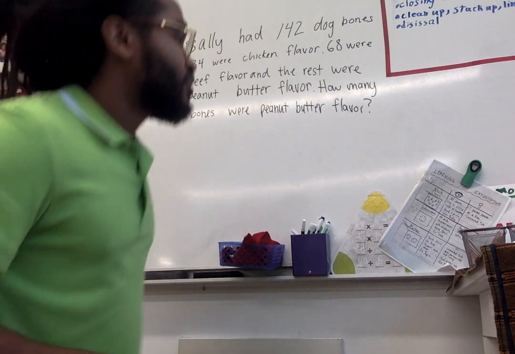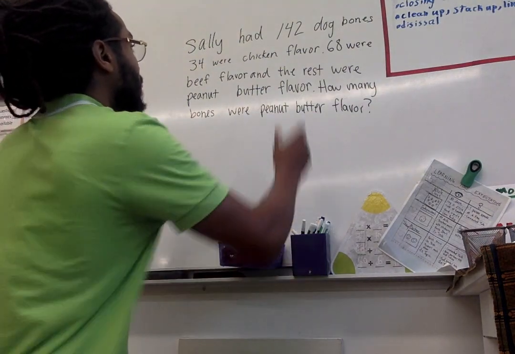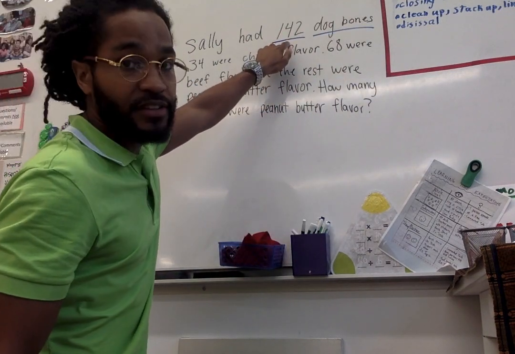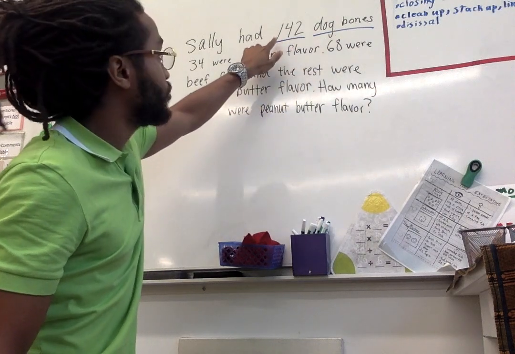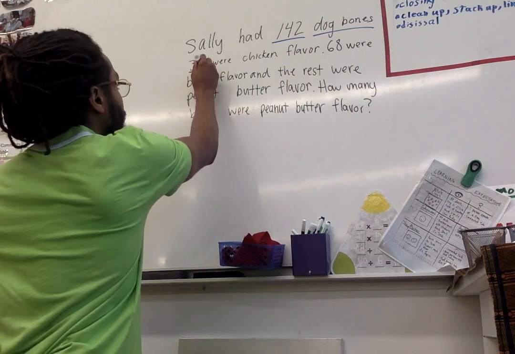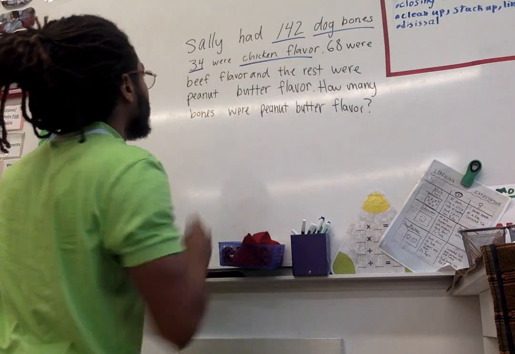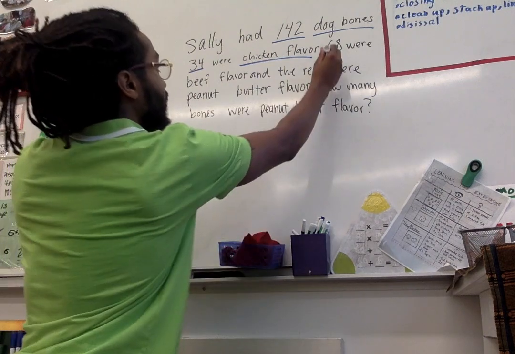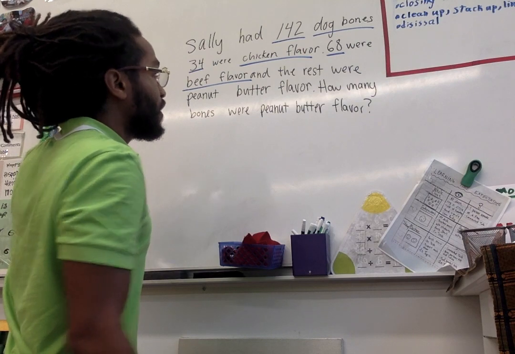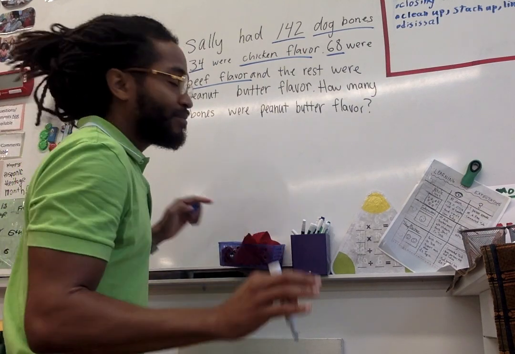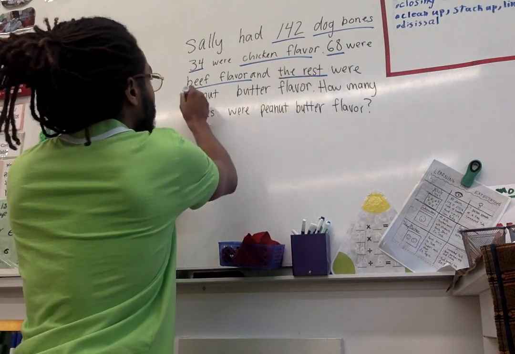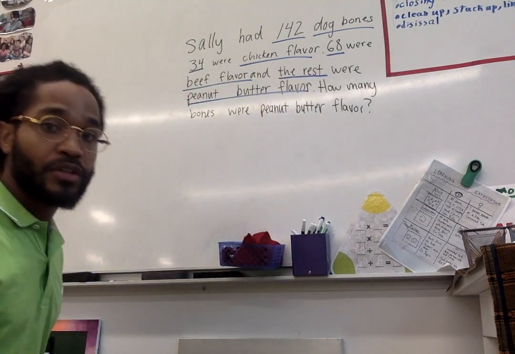When I go back to the story, I see that there are 142 dog bones. The quantities, the units. 142 is the amount. Dog bones is what we're talking about. 34 chicken flavor. Okay, 34 with chicken flavor. 68 with beef flavor. Okay, and that's all really what I know. But wait, there's another important piece of information. The rest, peanut butter flavor. So let's write that out.